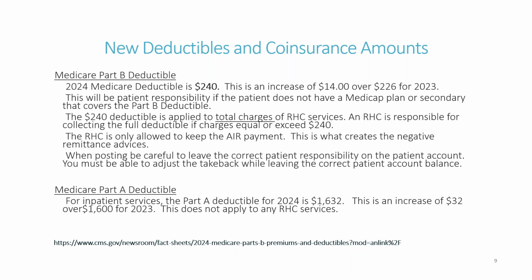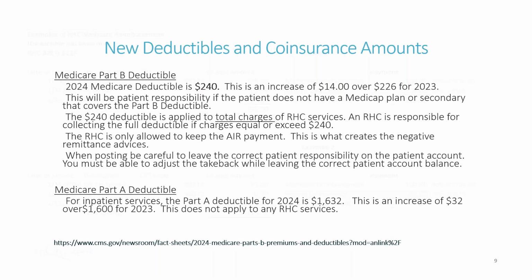For those of you who are in provider-based rural health clinics, you just may want to know that the Medicare Part A deductible for 2024 also went up this year. It went up from $1,600 to $1,632. So this does not apply to rural health clinics. The Part A deductible does not apply to rural health clinics. The Part B deductible does. But if you're in a provider-based rural health clinic and maybe you do things on the hospital side and the clinic side, you just might need that information.